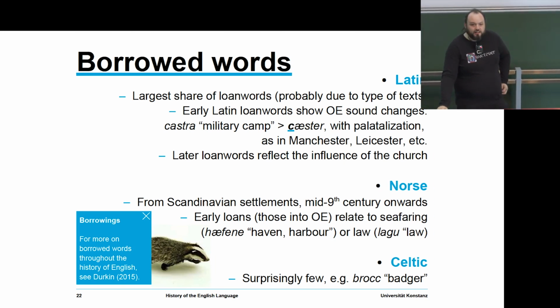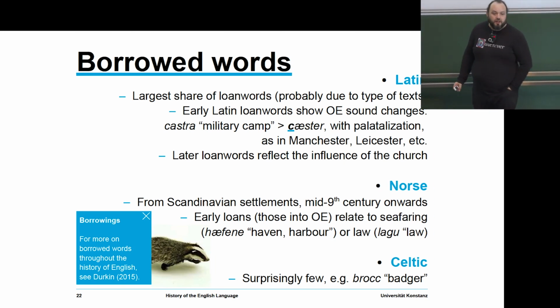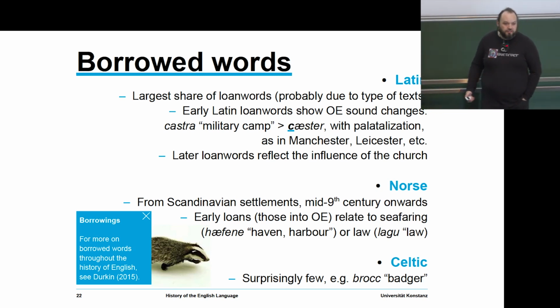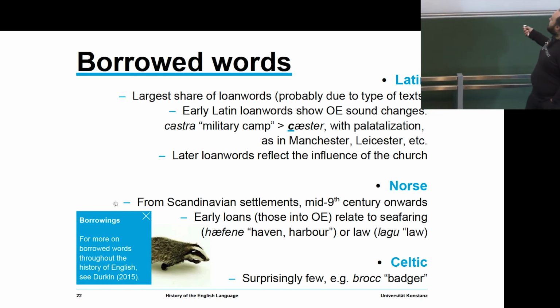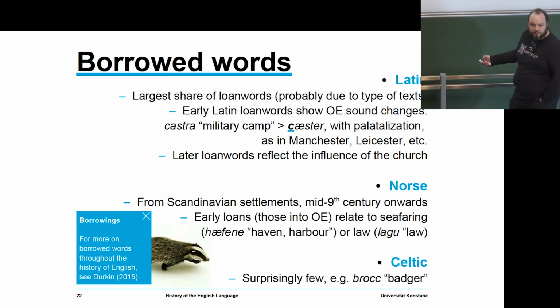And finally, there are a few words from Celtic. We might expect to see more, and we'll talk about this more next time. There are a few words from Celtic. One of them is the word for this guy here. This is a badger, a Dachs, and another dialect word for it in English is a brock. And brock comes from Celtic.